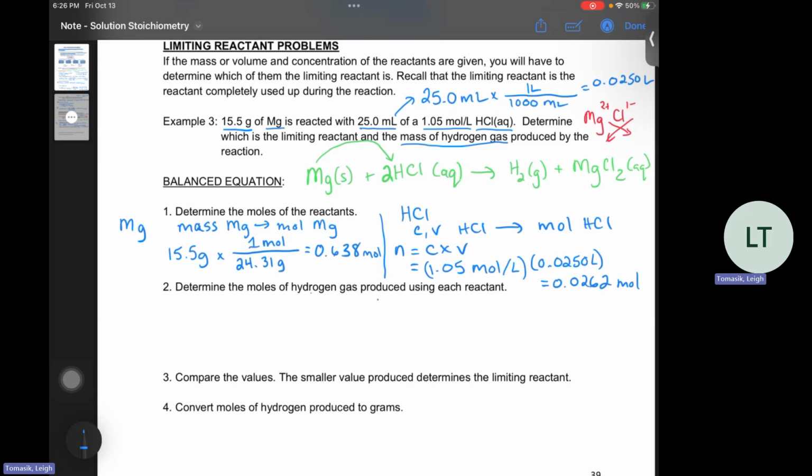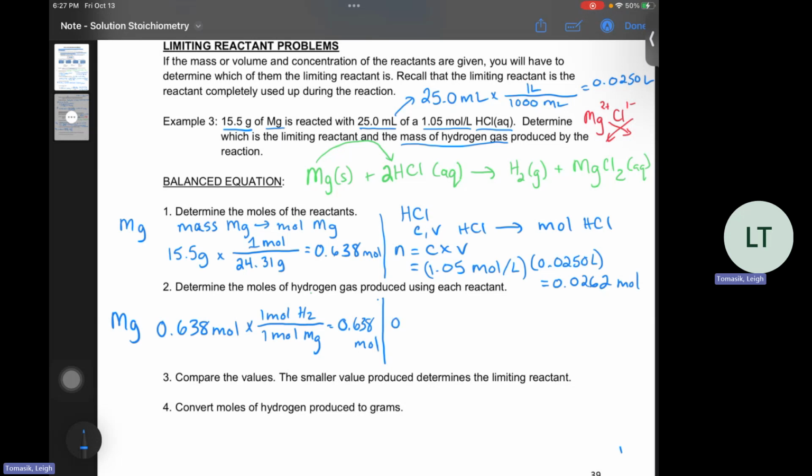Okay, so we are going to determine the moles of hydrogen gas each one would produce. So for magnesium, we had 0.638 moles, and I know that I produce 1 mole of hydrogen for every 1 mole of magnesium I consume. So I will get here 0.638 moles of hydrogen.